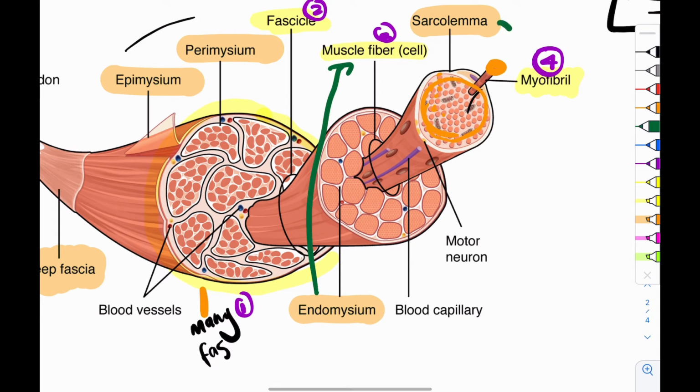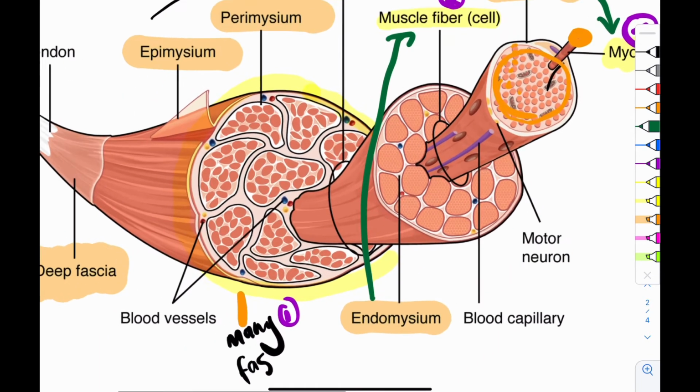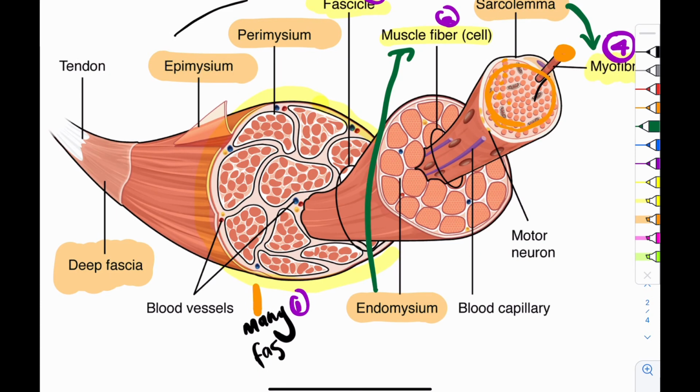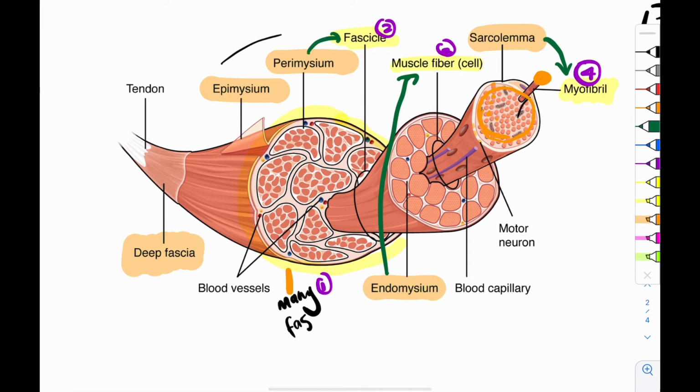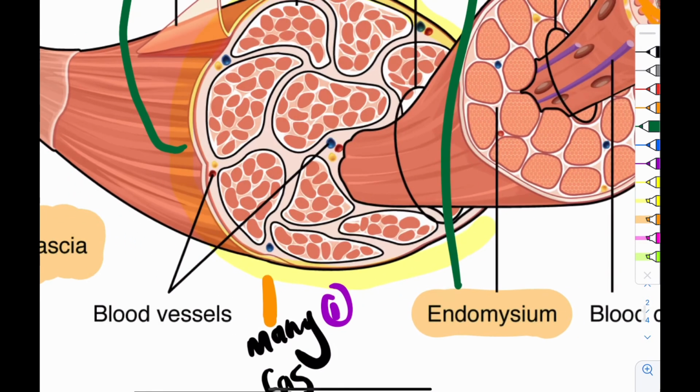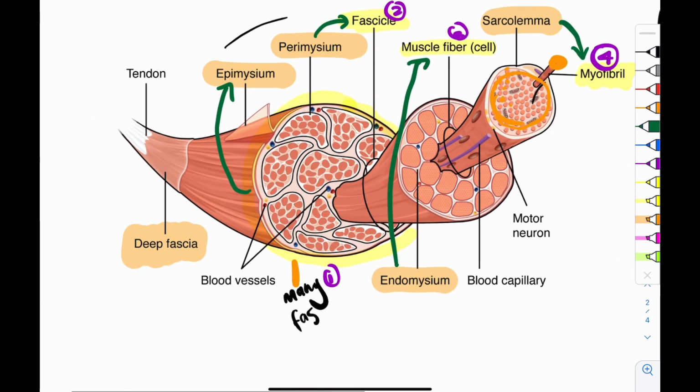And then the myofibril is surrounded by sarcolemma, which is basically like the cell membrane. Then we have the perimysium, which covers all of these muscle fascicles. And then the epimysium covers all of these individual muscles. So if that was a muscle, this would be all covered by epimysium, which we can see here. And then the biggest one is the deep fascia, which would group together lots of muscles.